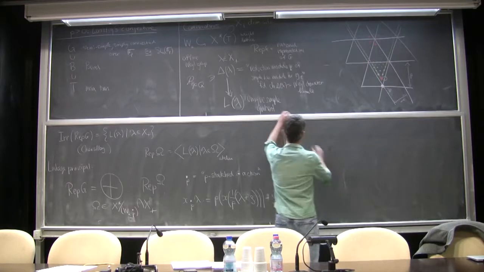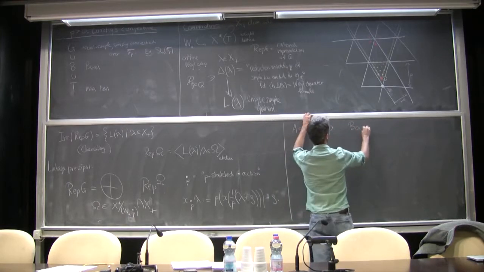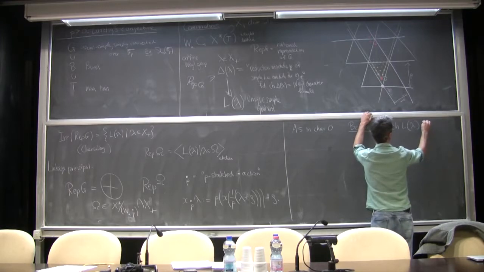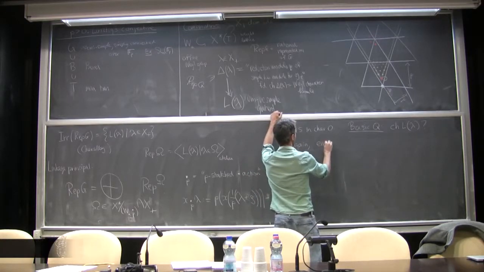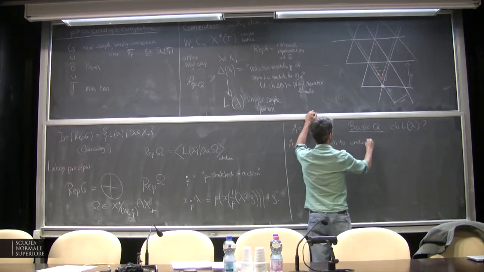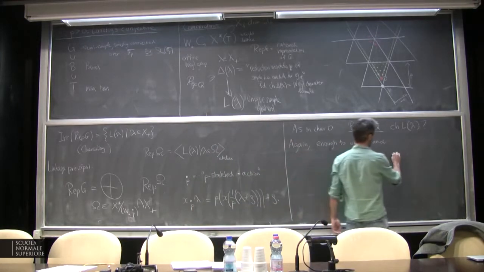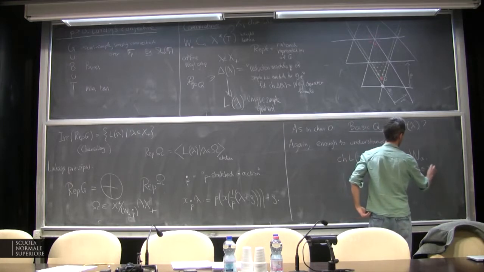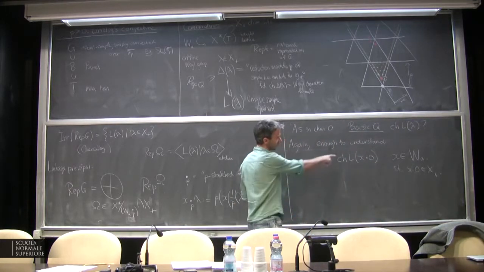And then adding characters to zero, the basic question is the character problem. And again, it's enough to understand the character of L of x dot zero, where now x is an element in the affine Weyl group such that x dot zero is dominant. And now it's easier to explain why this is enough.